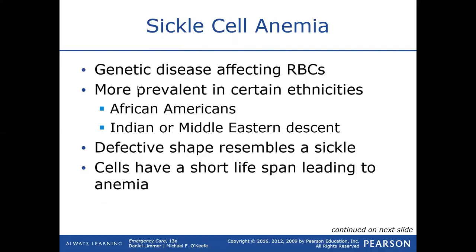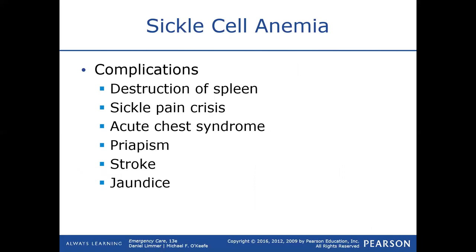Okay, sickle cell anemia is a genetic disease that affects red blood cells. It's more prevalent in certain ethnicities like African Americans, Indians, and those of Middle Eastern descent. Okay, they have a defective shape that resembles a sickle, which is where they came up with the name sickle cell anemia. And then the cells have a short lifespan, leading to anemia. Certain complications you can run into with sickle cell anemia would be destruction of the spleen, sickle pain crisis, acute chest syndrome, priapism, stroke, jaundice.